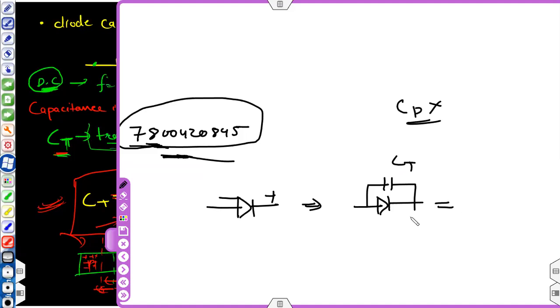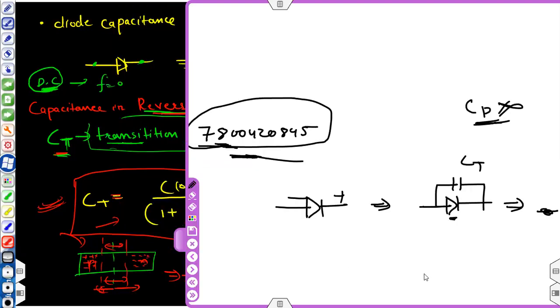And if it is given that you have to use a piecewise linear model, then the equivalent circuit will be... no, in reverse bias nothing else will be there. So in reverse bias you have to do it this way, ignoring CD. CD exists in forward bias. Okay? Very simple circuit and very simple formula.